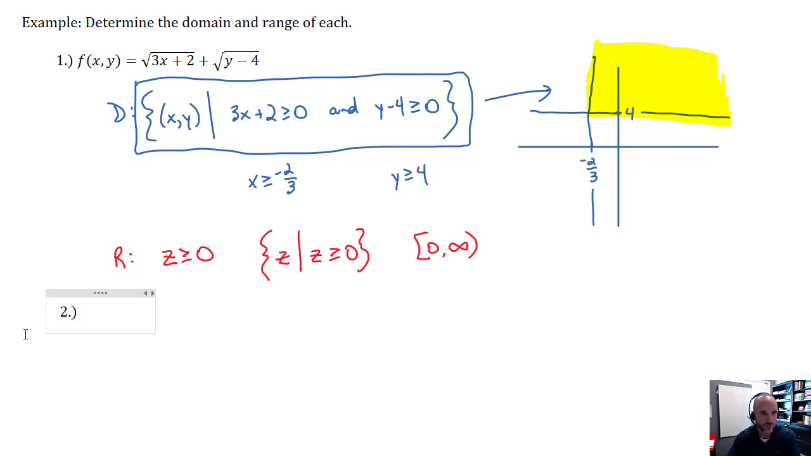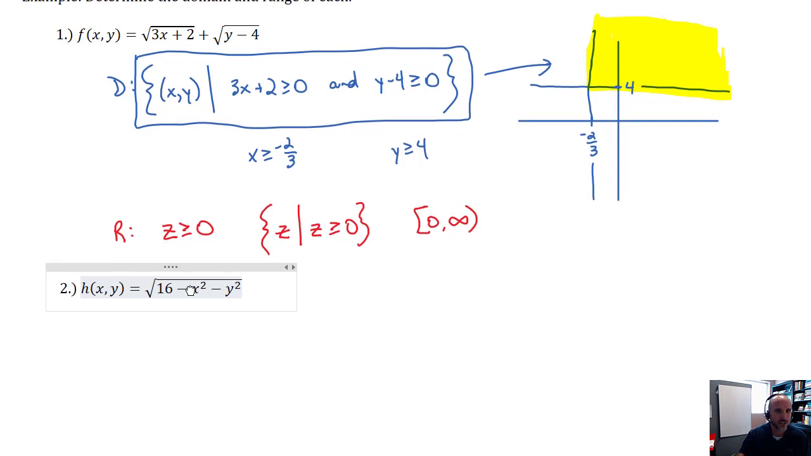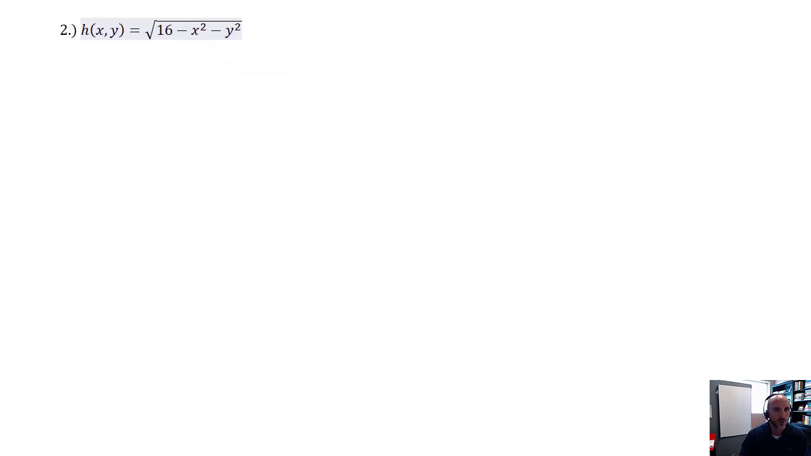Let's do another one with the same instructions. Let's say our function is h of x comma y equals the square root of 16 minus x squared minus y squared. Okay. And we want the domain and the range. Well, let's start with domain again.